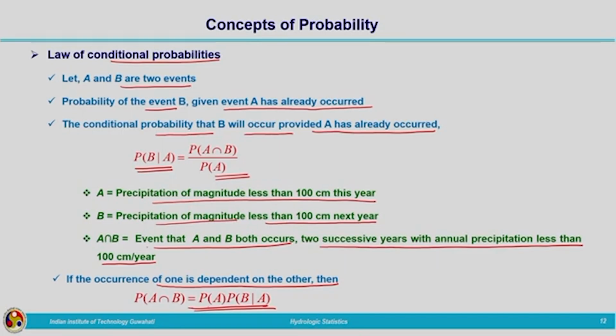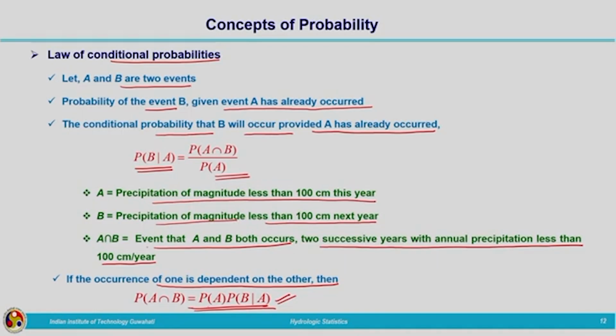We are talking about getting precipitation less than 100 centimeter in the next year if we have already obtained a precipitation less than 100 centimeter this year. That condition is there. So, for getting the probability of occurrence of A and B, that is P(A intersection B), it is given by P(A) multiplied by probability of B given A. That is given by this particular formula.